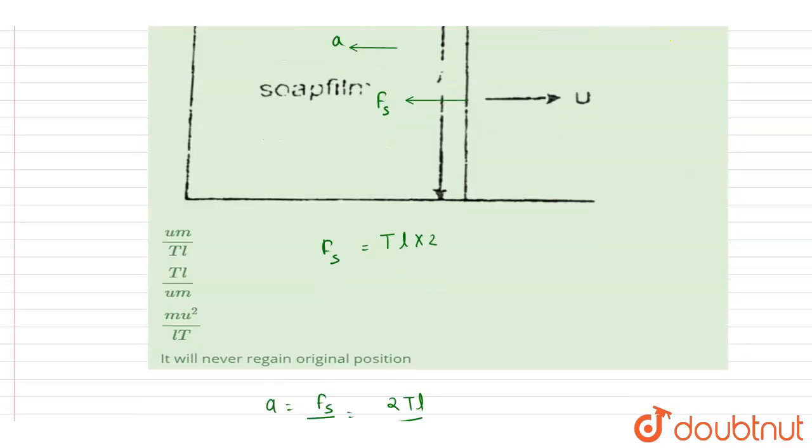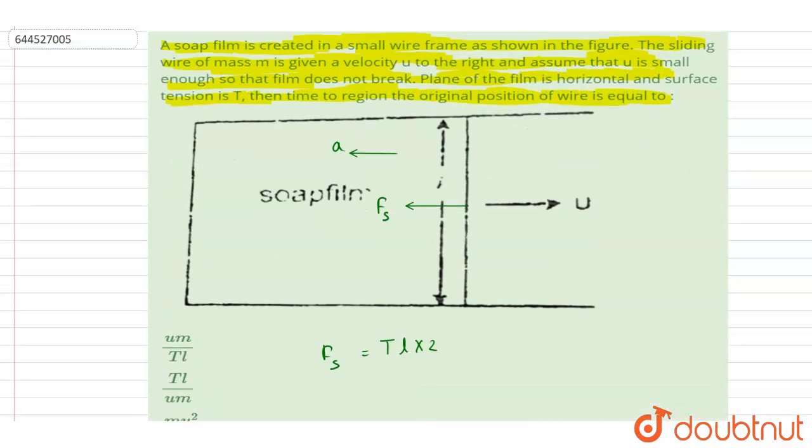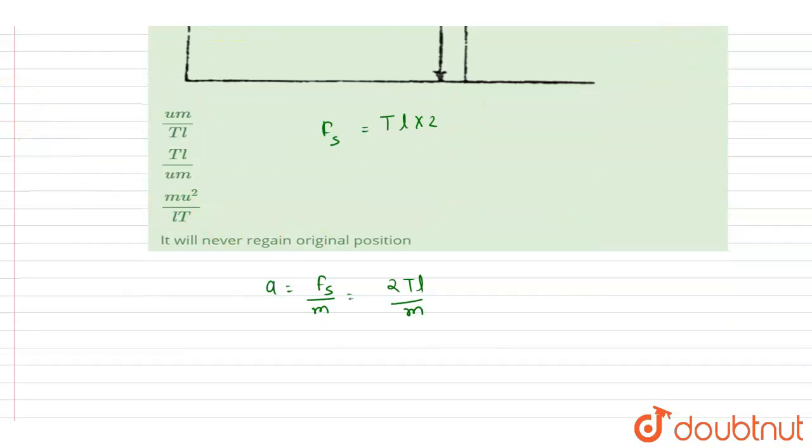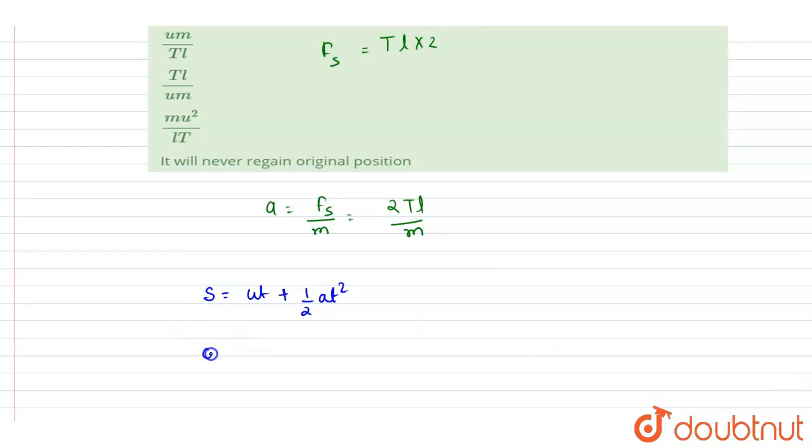So if you see here, now we want the time to regain its original position. So when it will regain its original position, its displacement will become 0. So if I write down the second equation of motion, that is ut plus half a t square, we want this s to be 0. And if you see, acceleration is in the opposite direction. So half of acceleration is TL by m, t square.